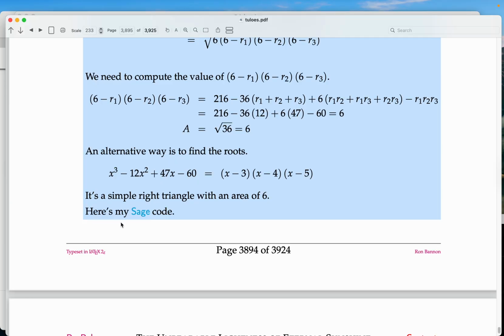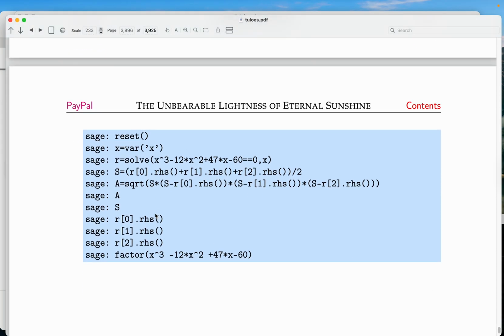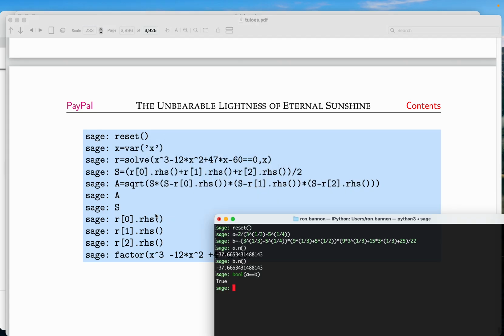But I want to check out some Sage code over here. And the Sage code is this over here, and I'm going to go through that with you. Let me clear the screen. I'm going to do a reset. And I'm going to go back over the problem again. X equals, and I'm saying R equals solve that cubic polynomial for X.